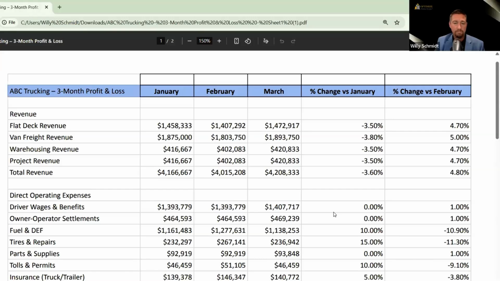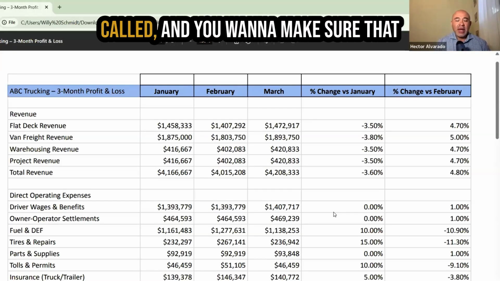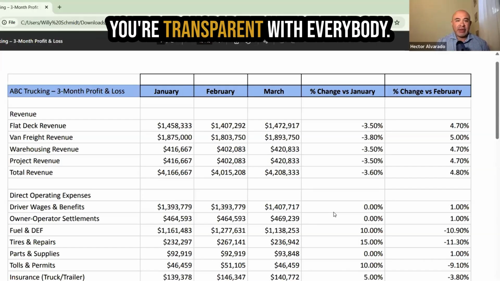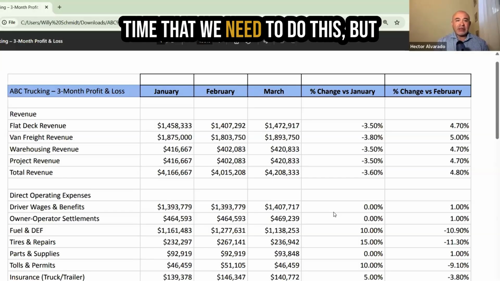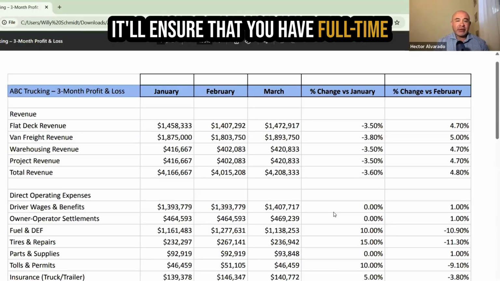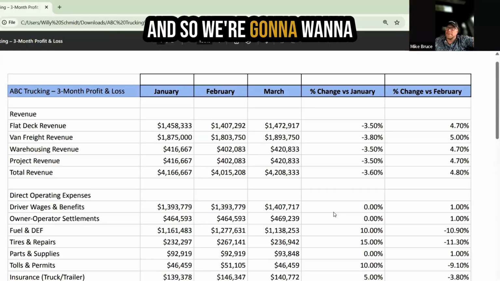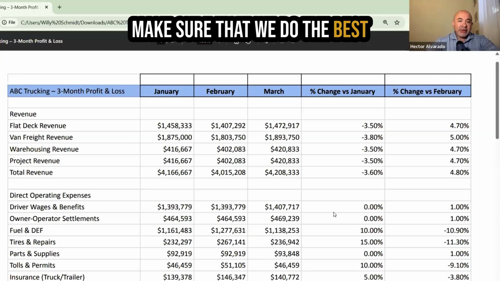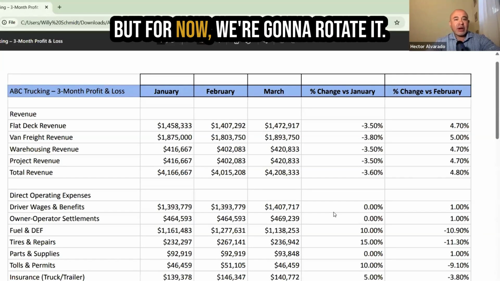Yeah, absolutely. Job sharing programs is generally what these would be called. And you want to make sure that you're transparent with everybody. Look, this is a small window of time that we need to do this, but it'll ensure that you have full-time status back in the busy season. We're going to want to make sure that we do the best for the organization and bring everybody in during that time. But for now, we're going to rotate it.